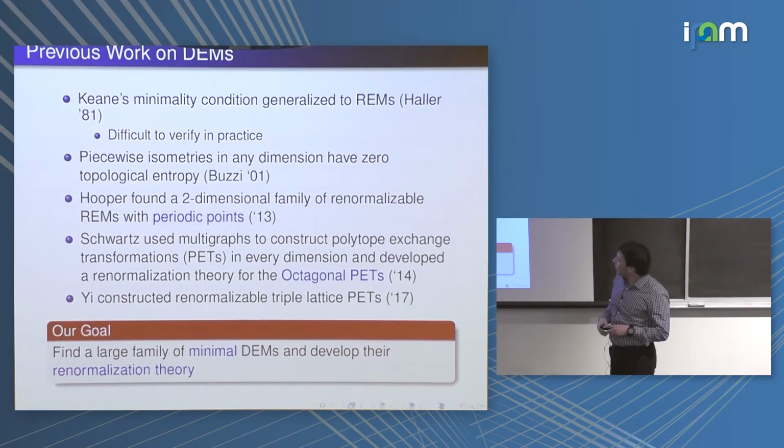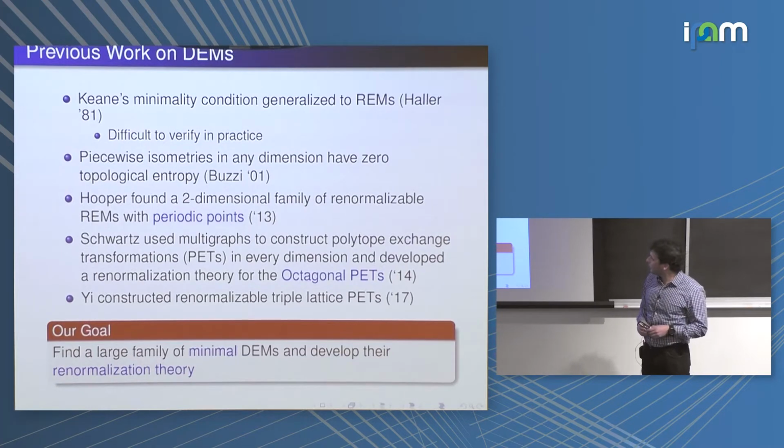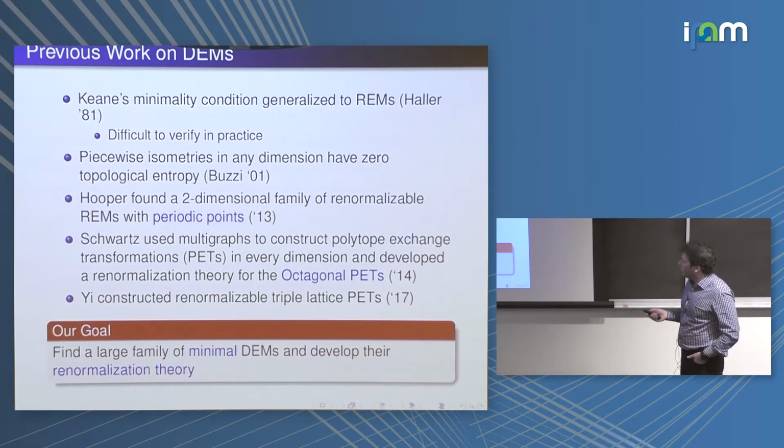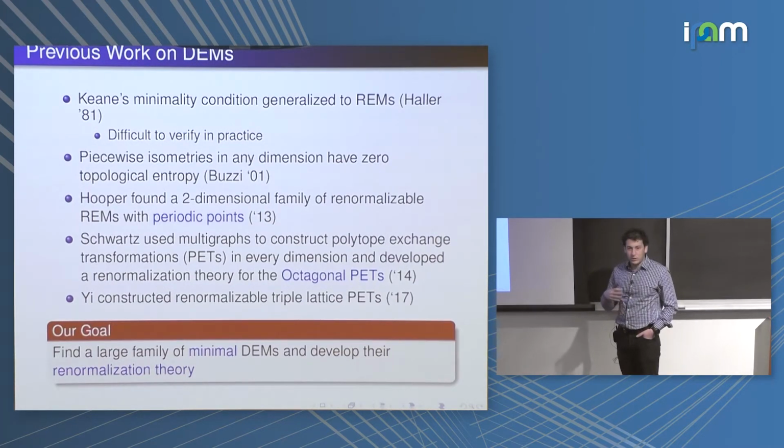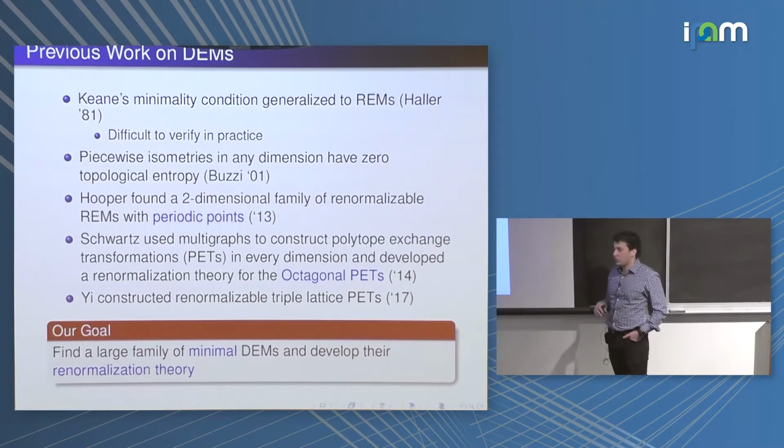In 1981, Haller generalized Keane's minimality criterion to 2 dimensions, but it becomes very difficult to verify this condition in practice for these 2-dimensional objects. And in 2013, Pat Hooper discovered a 2-dimensional family of renormalizable DEMs, but his are going to be different than ours. His had points with periodic orbits, whereas ours are going to have minimal orbits.